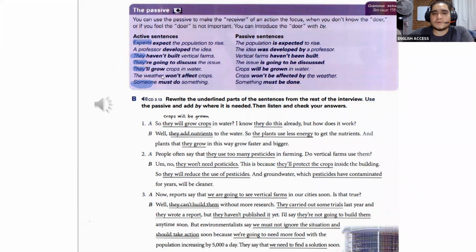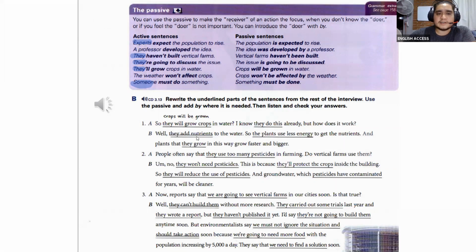And in this case, the weather won't affect crops. You know, crops won't be affected would be just too general, right? But now, since we have a doer here, which is the weather, we have to introduce it because it is specific, right? Correct. Okay, good.